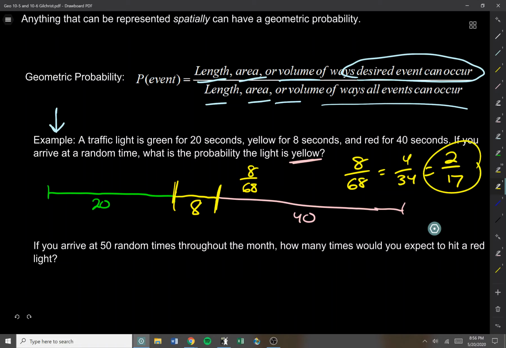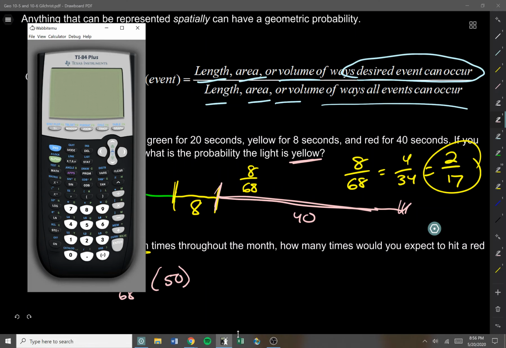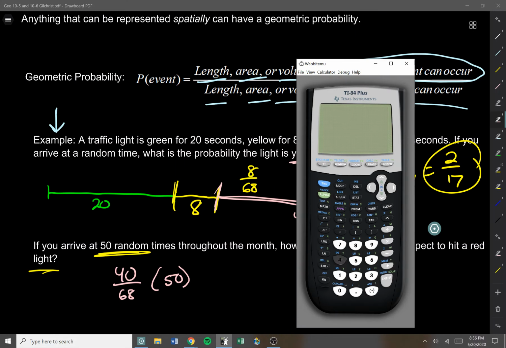We can then take that 2/17 and generalize it and say, okay, what if we came to this light 50 times over the span of a month? Maybe it's on our way to and from work or something. If we hit this light 50 times in a month, how many times would we expect to hit a red light when we arrived? Well, the probability of getting a red light is 40 out of 68. If I take 40 out of 68 and multiply it by 50, whatever that comes out to is how many red lights I would expect.